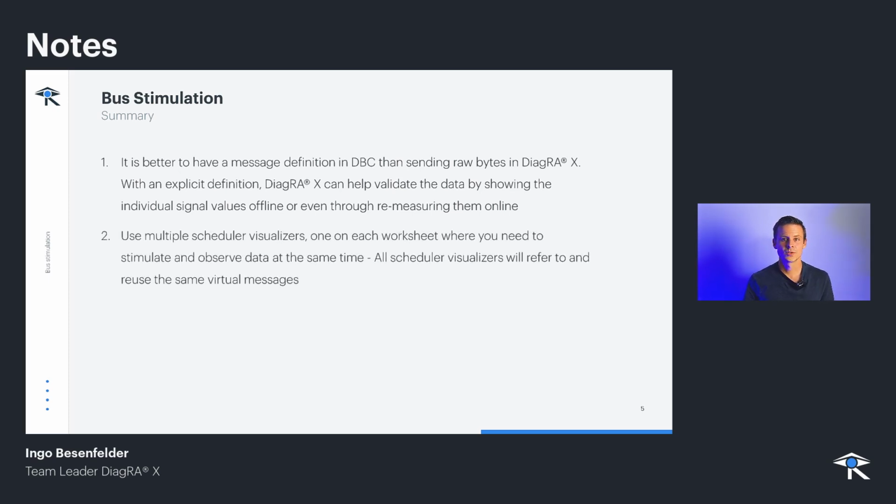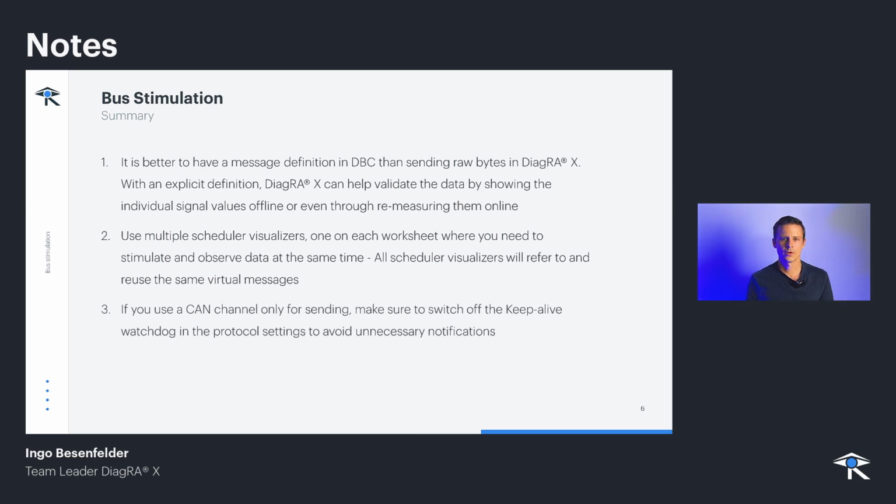Second, use multiple scheduler visualizers, one on each worksheet where you need to stimulate and observe data at the same time. All scheduler visualizers will refer to and reuse the same virtual messages. You can, for example, start a scheduling in one visualizer and change the sent values in another. And third, if you use a CAN channel only for sending, make sure to switch off the Keep Alive watchdog in the protocol settings to avoid error messages.